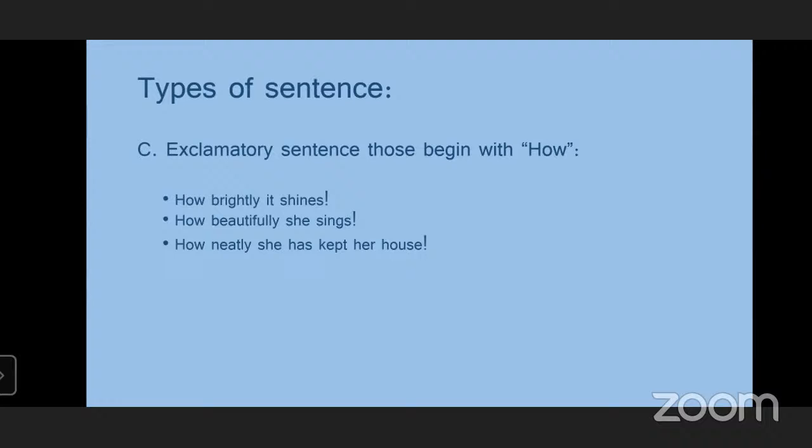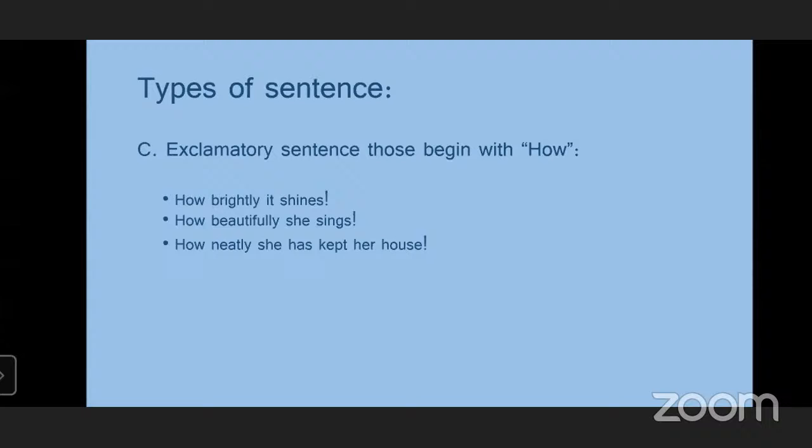When you see a program, somebody singing very nicely, you say how beautifully she sings. So you have to make statements like this when you see something nice.